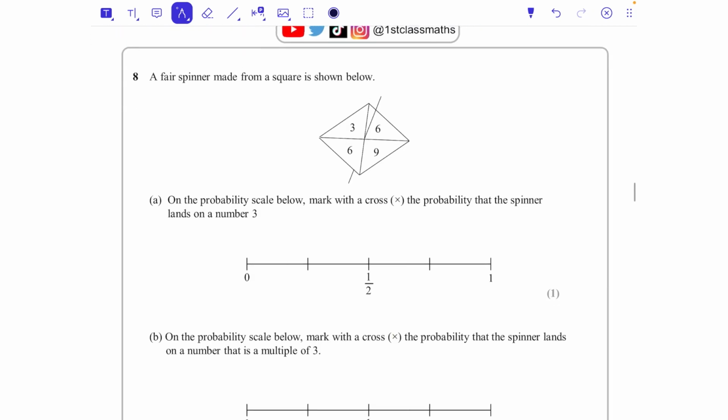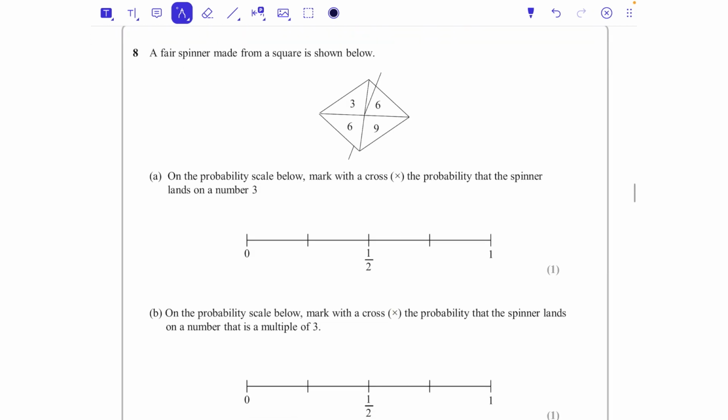Question number 8. A fair spinner made from a square is shown below. On the probability scale, mark with a cross the probability that the spinner lands on a number 3. So there is one section that has a 3 on it, out of 4 possible sections. So we would say the probability of landing on a 3 is one section out of 4. Now, that is a quarter, and on our number line, we can see that that would go there.